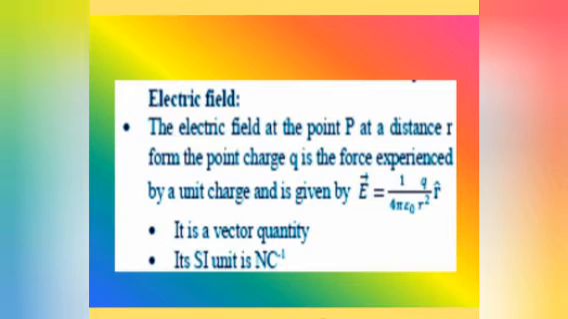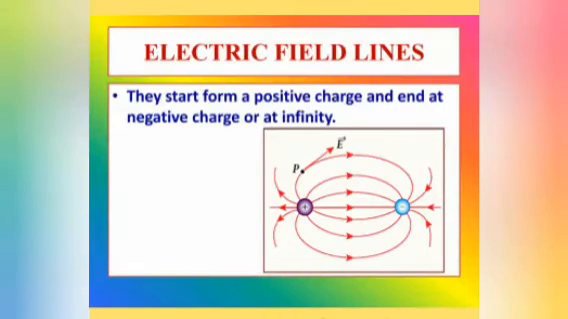It is a vector quantity. Its SI unit is Newton per coulomb, and always calculate in this unit. The electric field basic formula: E vector is equal to F vector divided by q. The unit of force is Newton, the unit of charge is Coulomb. So, we find the electric field in Newton per Coulomb.